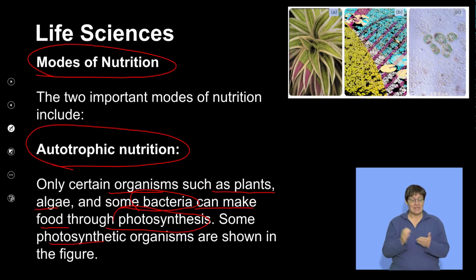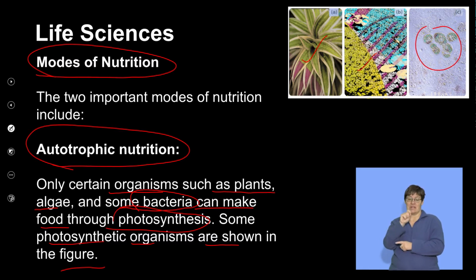Some photosynthetic organisms are shown in this figure. Here we've got plants, and we know that they are autotrophs. We also see some algae, and we see obviously some bacteria that have the ability to be able to photosynthesize. And so these organisms have a different mode of nutrition called an autotrophic mode, essentially being able to produce their own food.